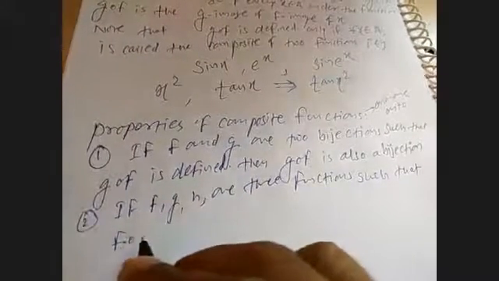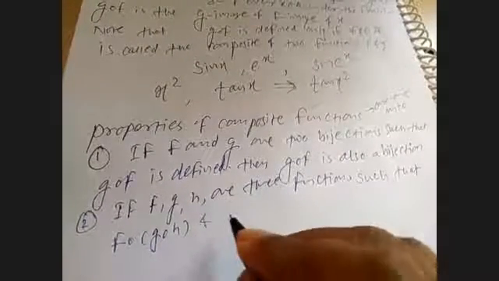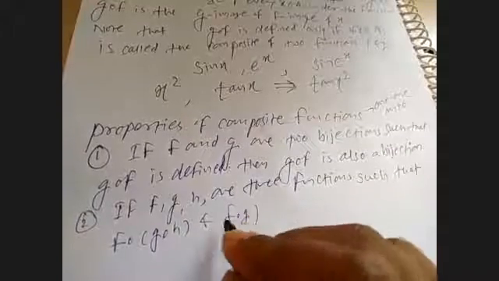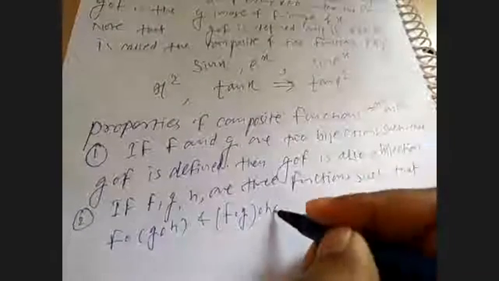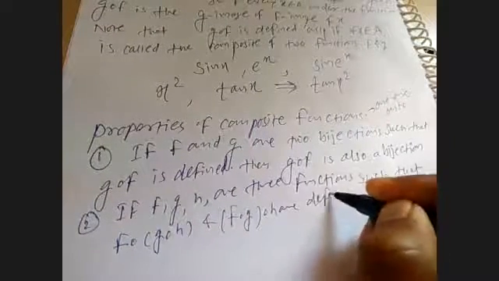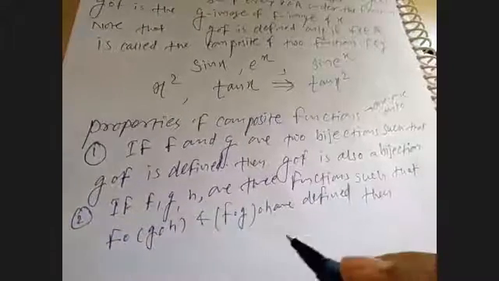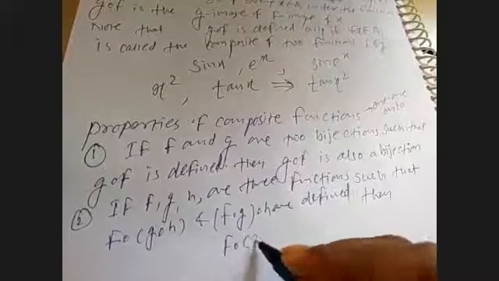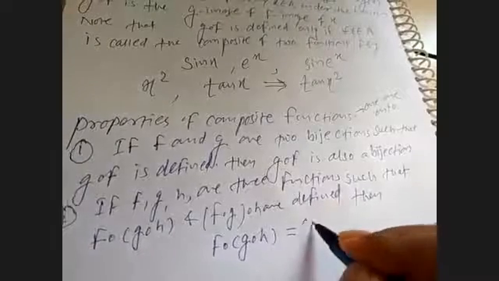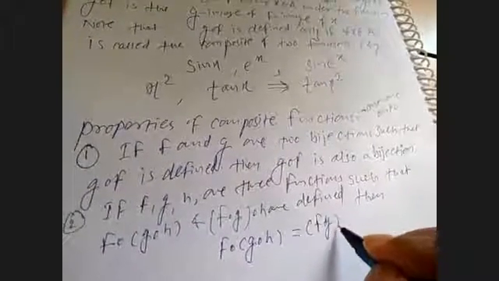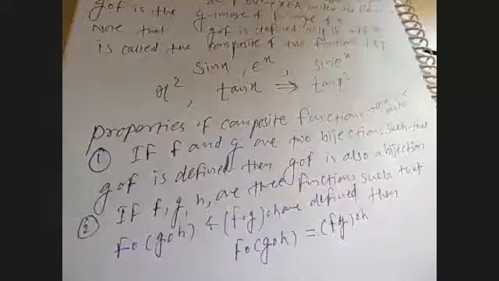f of g of h and f of g of h are defined, then f of g of h is equal to f of g of h. This is associative.